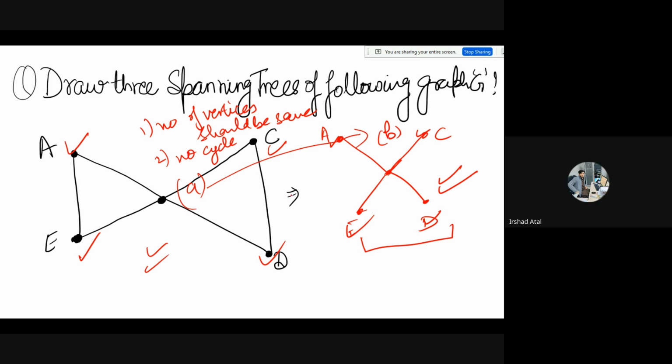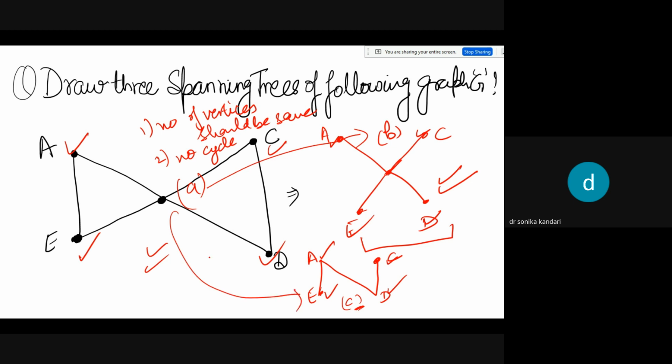It can also be like this: E, A, D, C. See the number of vertices: 1, 2, 3, 4, four vertices. Is there any cycle? No. So we can also say that C is a spanning tree of A. Clear?